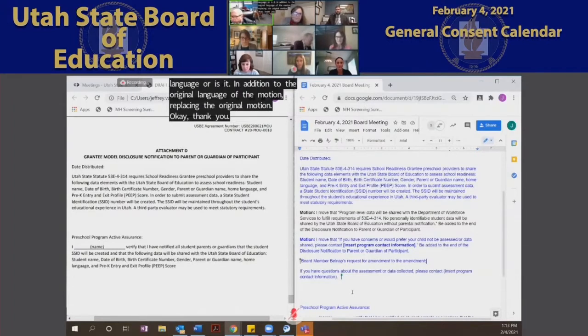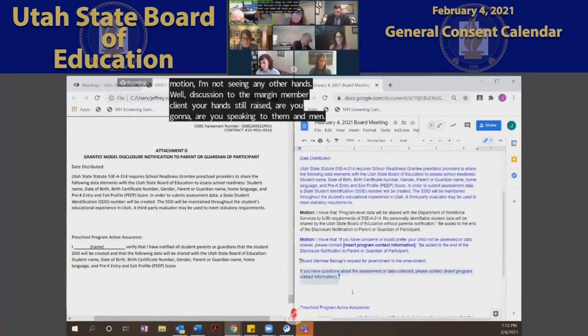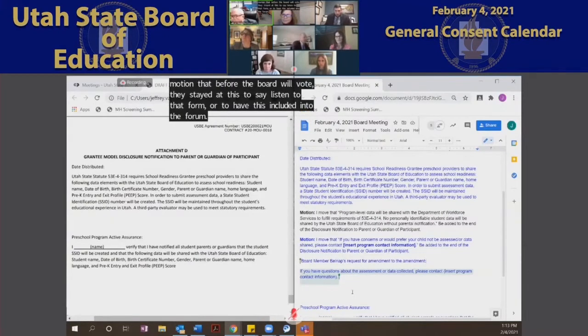I'm not seeing any other hands for discussion to the motion. Member Klein, your hand's still raised. Are you speaking to the amendment? Okay. So the amendment to the motion that's before the board is to have this included into the form: If you have any questions about the assessment or data collected, please contact and then insert program contact information. So at this time, members, please vote on the amendment to the original motion.